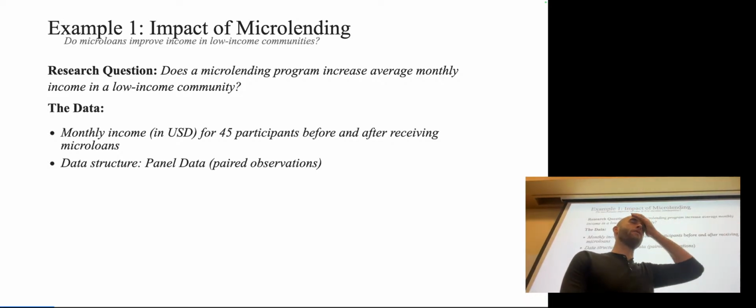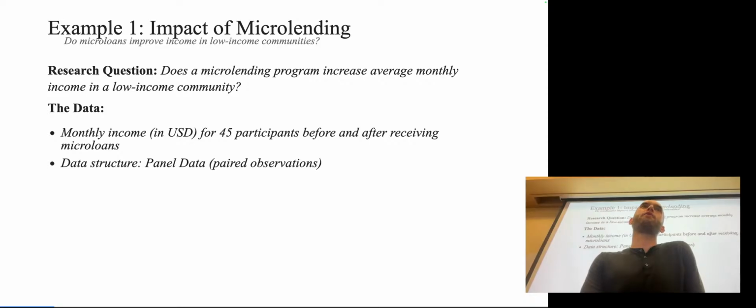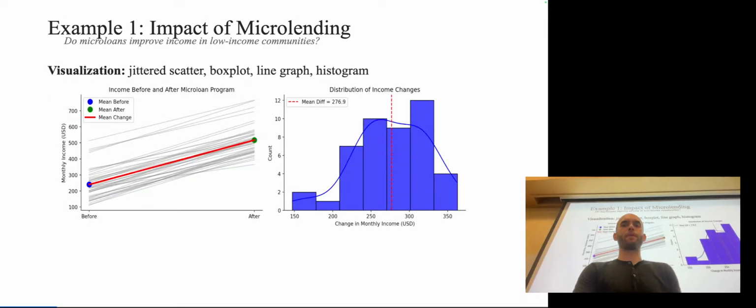So that would be one approach. The other would be to show the actual pre and post average income with a line. So we have a bunch of families. Let's just plot the line graph for their household income across time. So maybe something like this.